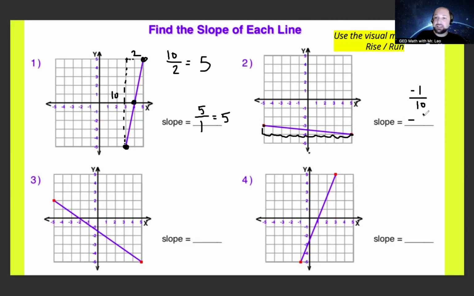To finalize the answer, just pull the negative sign out front. I like to keep these as fractions. You could convert this to a decimal, but the fraction to me is more helpful because you can use it as rise over run. This means it goes down 1 over 10. So we often see these fractions here. They're helpful. All right, number 3, this is another negative slope.